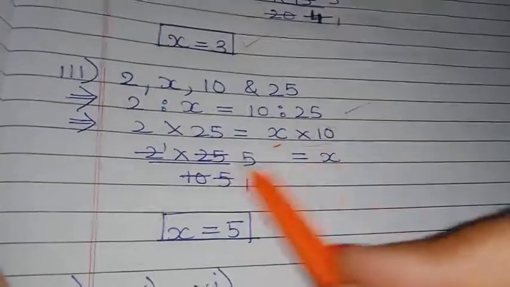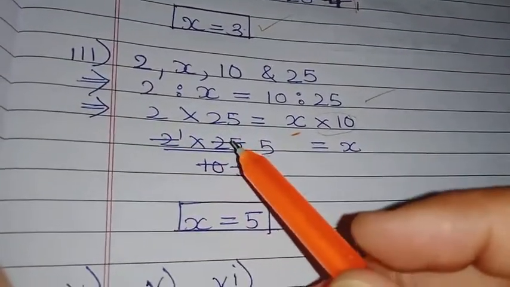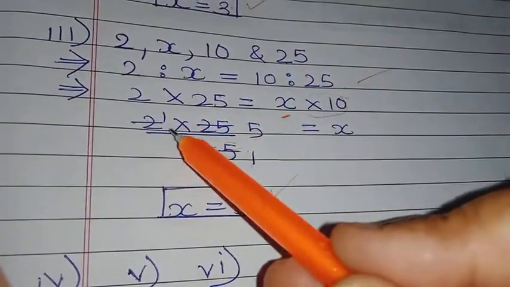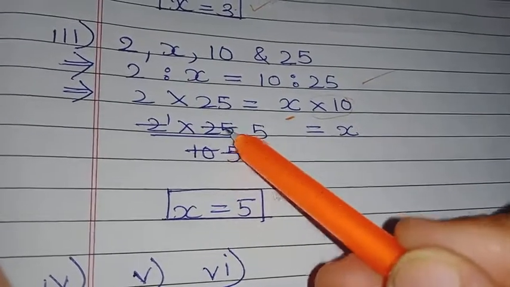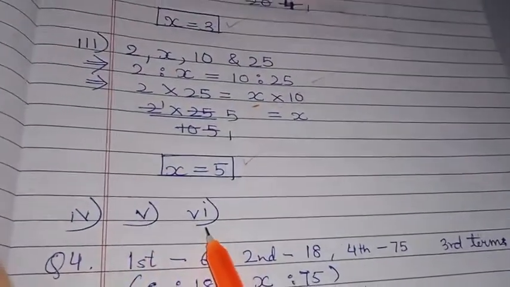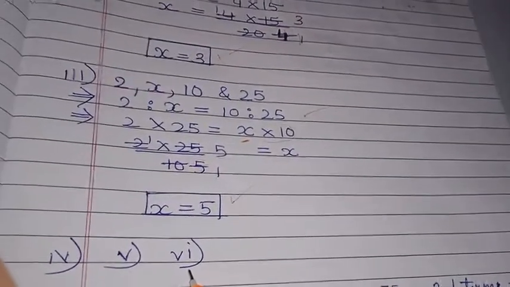Look here children, this cancellation you can do on your own also, the way you want. Okay, now I have taken 2 and 10 first. You can take 25 and 10 first also. Okay, and then 4th, 5th and 6th are homework, right?